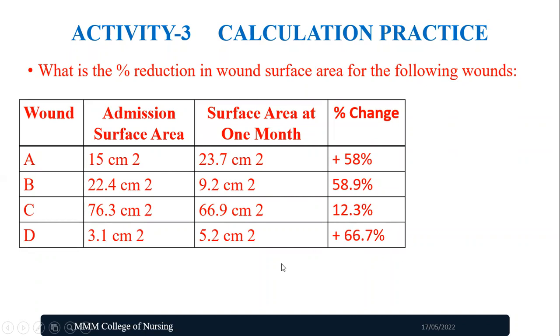Can you identify where there is the greatest reduction in the wound size? Yes, it is the 58.9. The B wound is healing based on the expected rate, that is, a 20 to 30% reduction in the wound size over a period of 3 to 4 weeks.